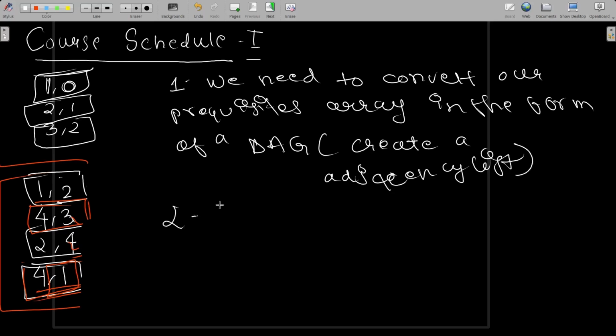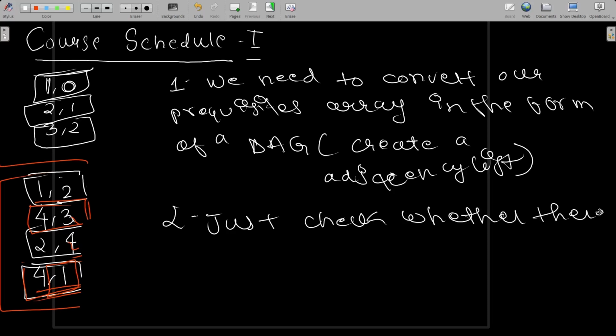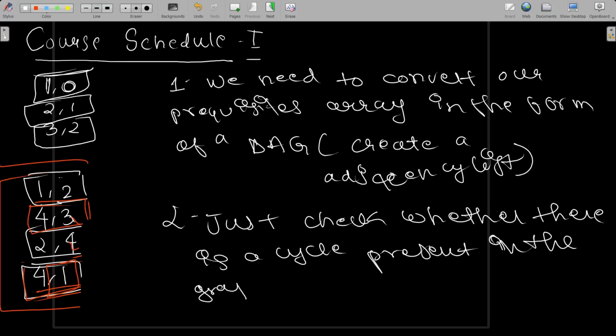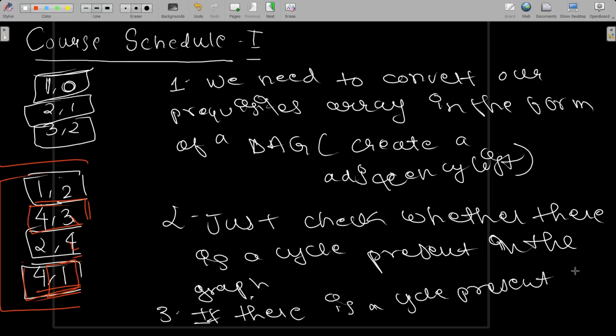Right. And step number 2 is just to check whether there is a cycle present in the graph. Right. And it's just basically that much. The third step is basically just going to be: if there is a cycle present, return false, else return true. So this is what the whole solution of the question boils down to.